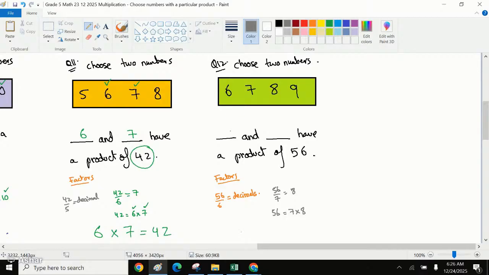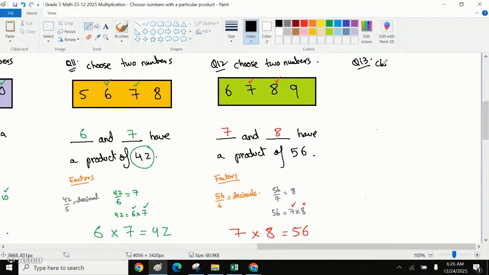Do we have both of these numbers in the options? We have 7 in the options and we have 8 in the options. So we can write this as 7 and 8 have a product of 56, which can also be written as 7 multiplied by 8 is equal to 56. Agreed? Question number 13. After this, we'll do the test.